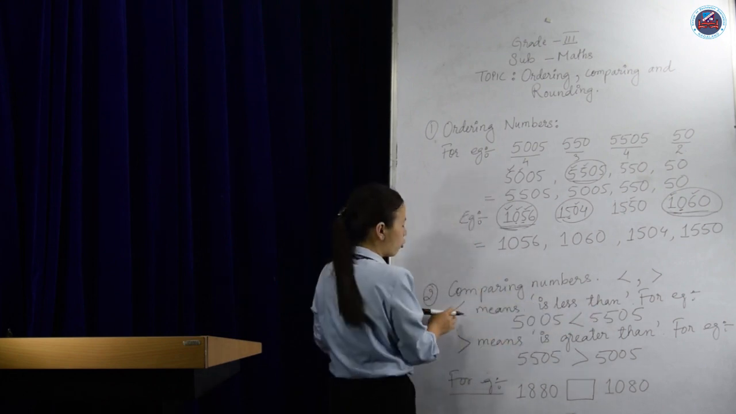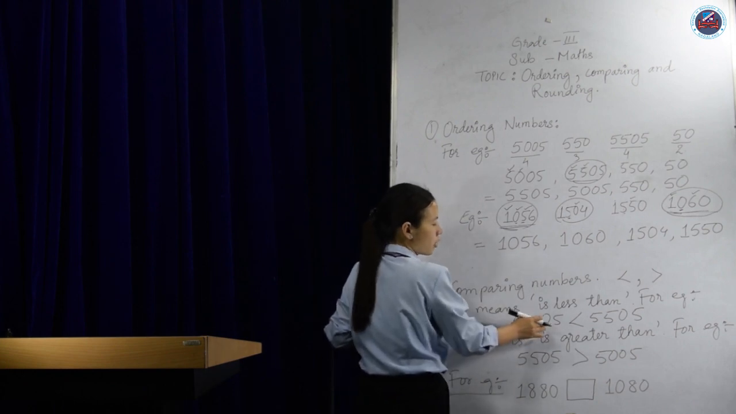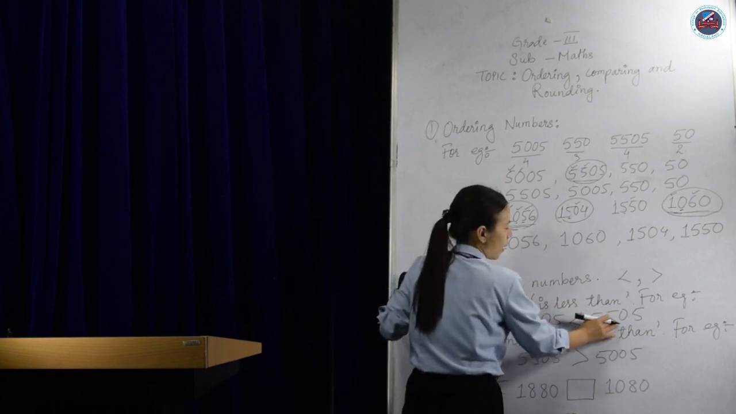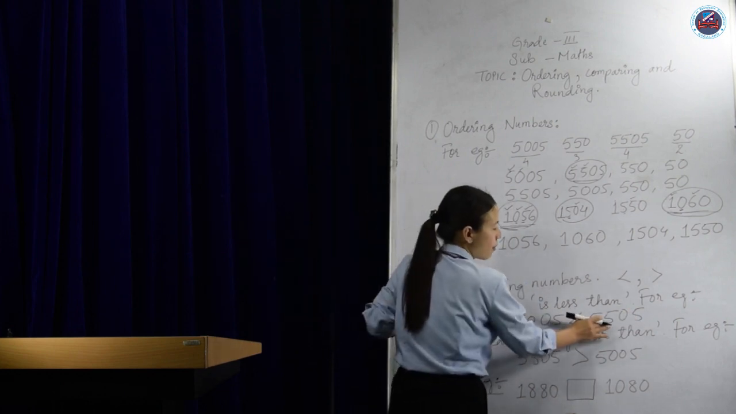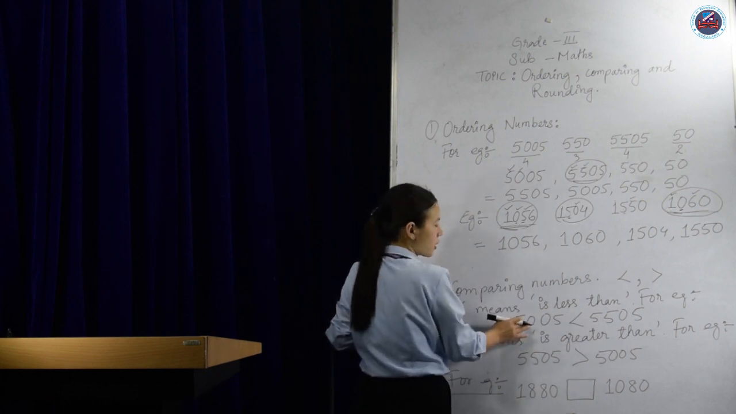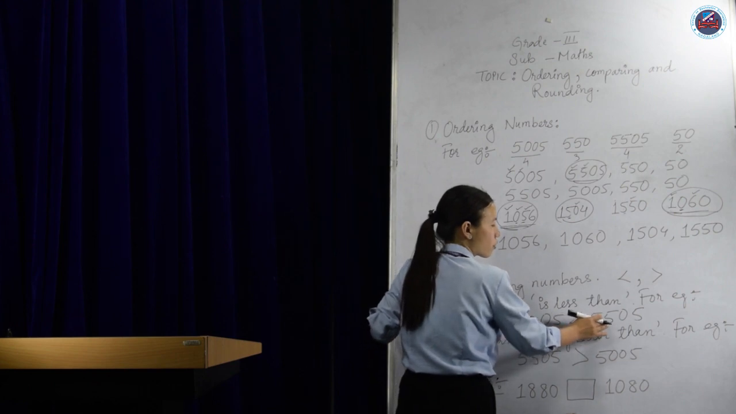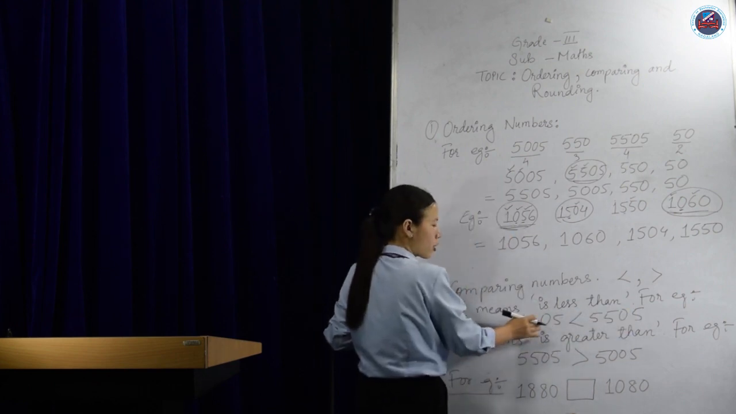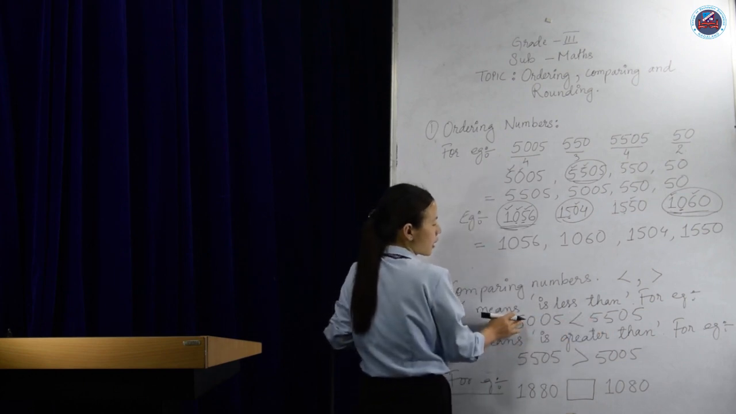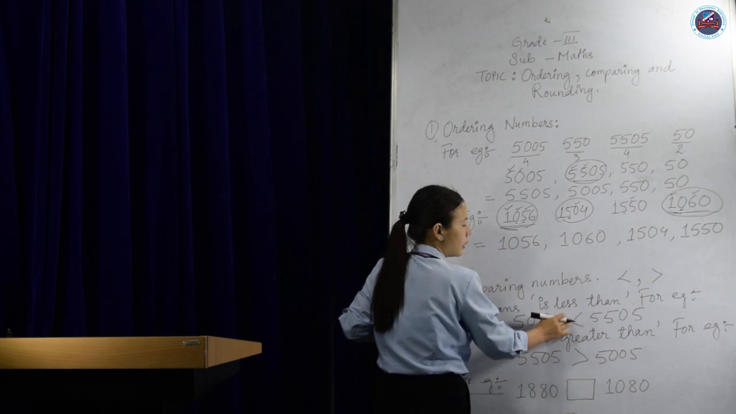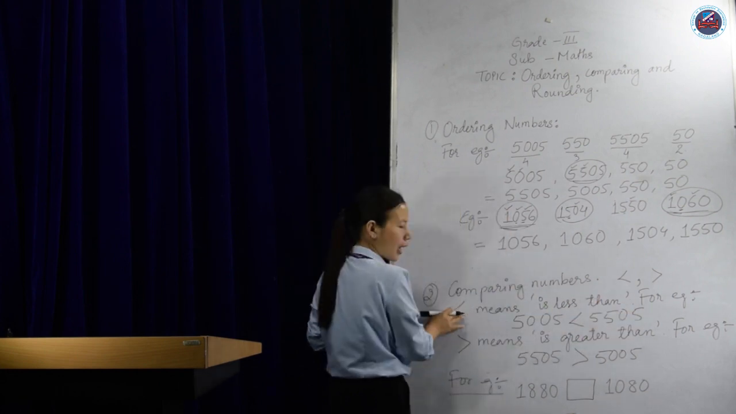For example, how do we use this sign here? I've given a number here, that is 5005 and then 5505. When we look at these numbers, we see that this number is smaller than this number, because this number has a value of 5005 only, and this is 5505. So this is less, so we use this less than sign. That is, we read this as 5005 less than 5505. So that's how we use this less than sign.